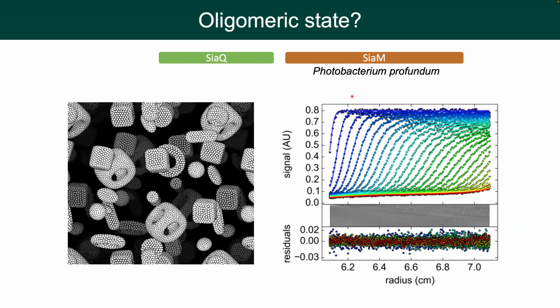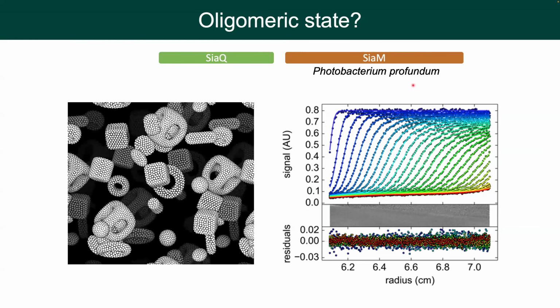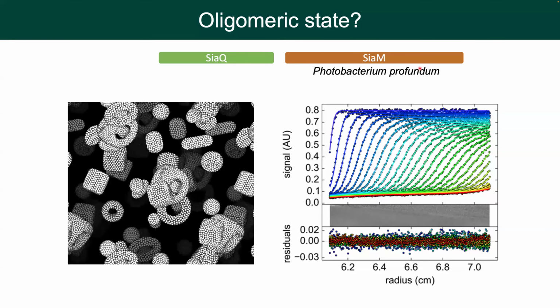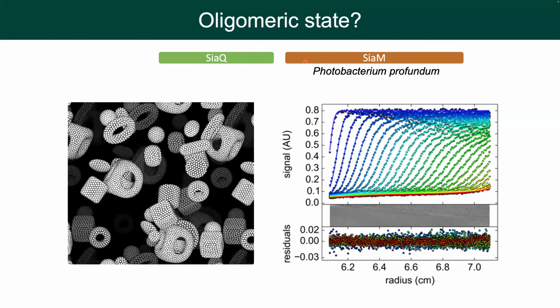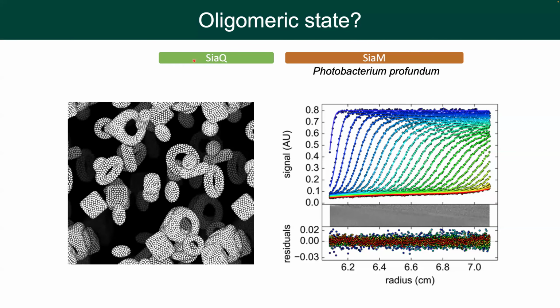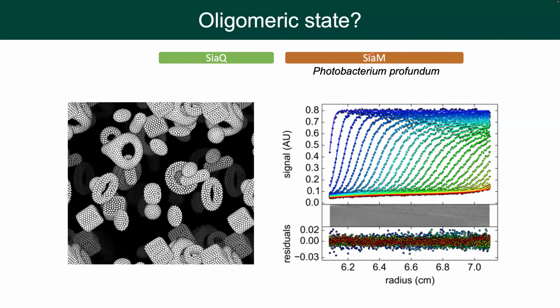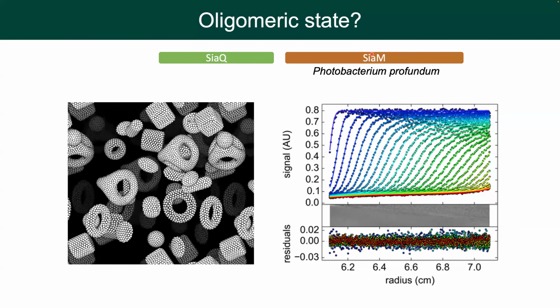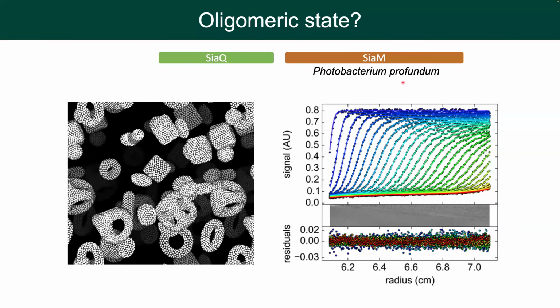So I guess the first question that we had was what is the stoichiometry or the oligomeric state? So there could be 2 Cy-Qs to 2 Cy-Ms, 1 Cy-Q to 1 Cy-M, 3, we don't know. And so the first experiment that we did was a sedimentation velocity experiment.